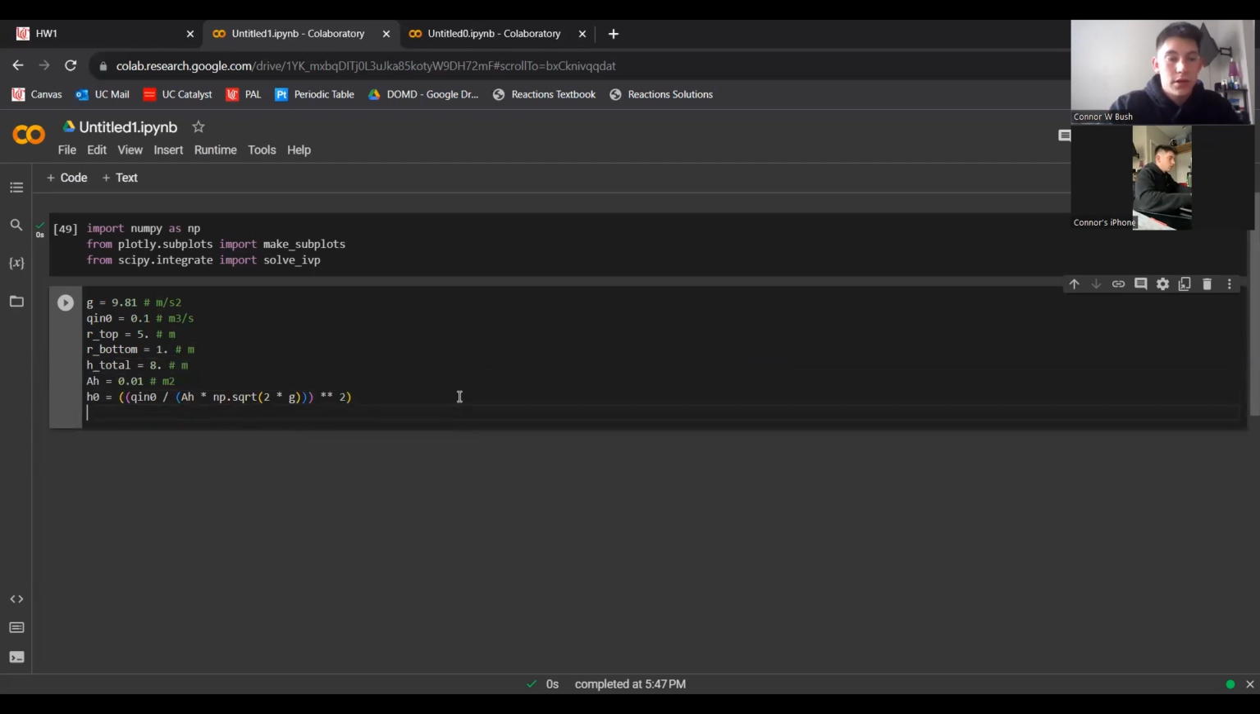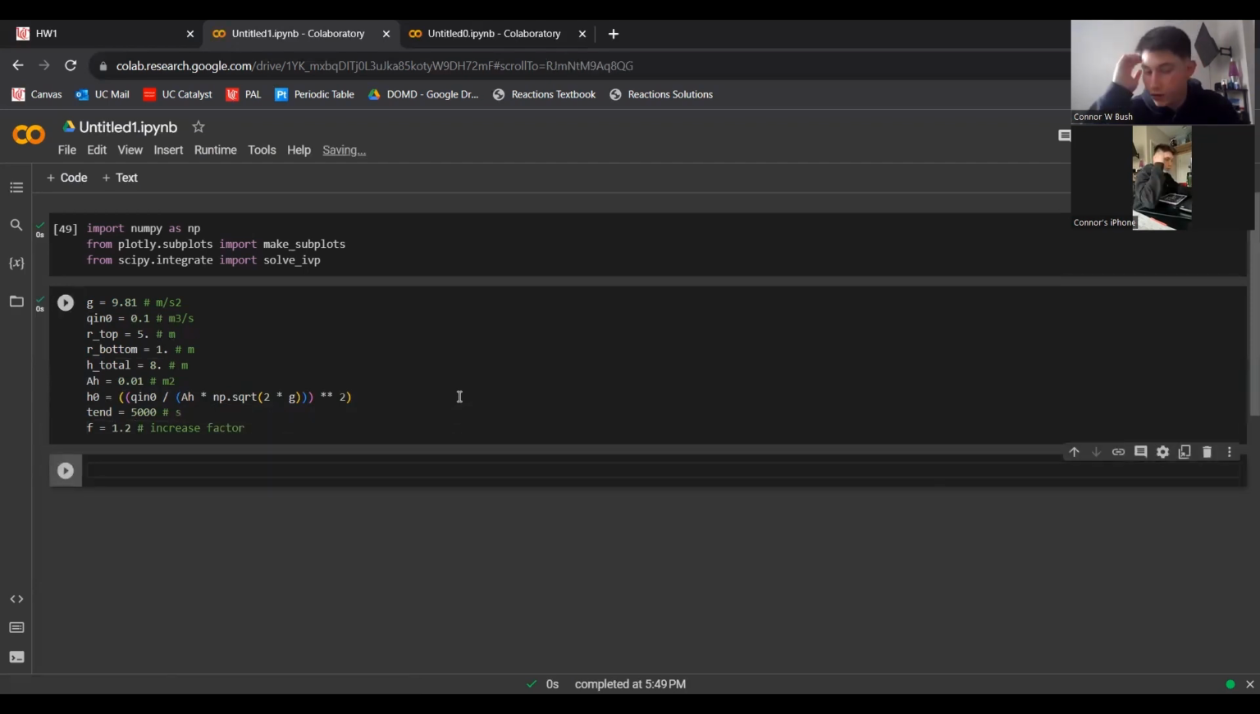We're going to make all of these floats just for the purpose of calculations. And then we know that the time that we want is around 5,000 seconds, which we can always change, and we will do that here. And then I want to include an increase factor as a variable, just to make it easier to change. So now next we're going to need to make a function for the cross-sectional area, and that will be a function of the height, total height, and then the top and bottom radii.